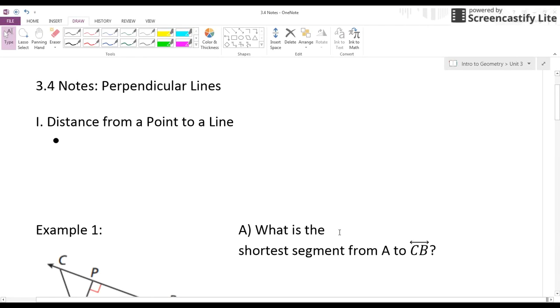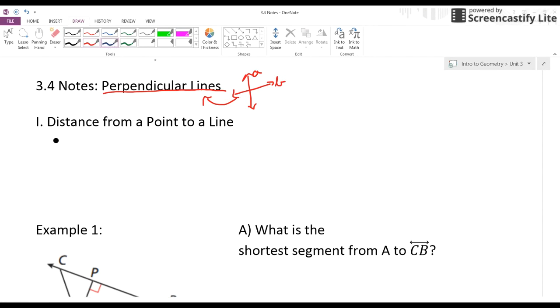Okay, let's take a break from parallel lines and let's talk about perpendicular lines today. If you remember, perpendicular lines are two lines that intersect to create a right angle. Say they look something like this. We can have, for example, line A and line B. And remember, these could also be line segments.